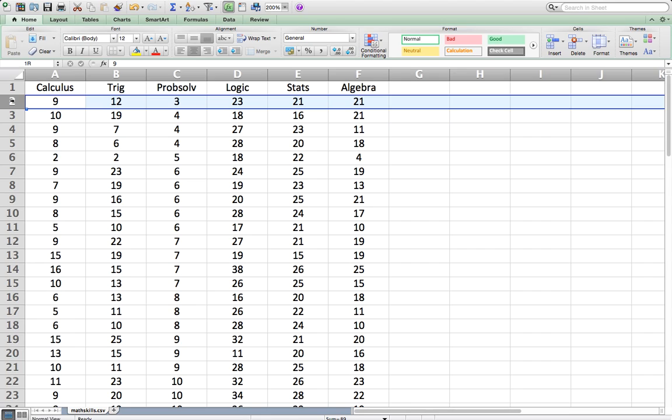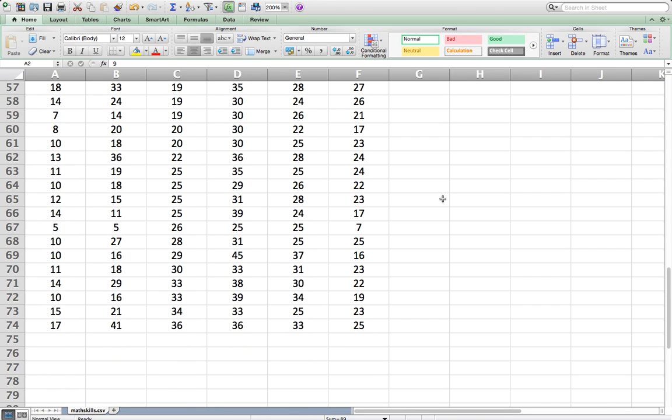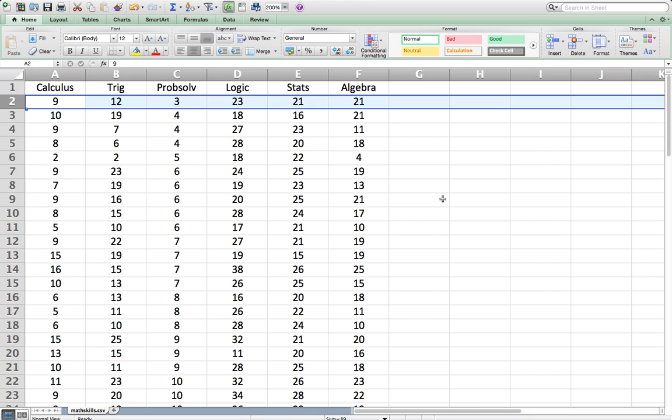The data set I have here is some placement information that I got my hands on, and at least my understanding of this is something that was collected from, I don't know, 73 high school students. They gave a kind of a placement test, or at least an achievement test, if you will, of 6 subject areas in mathematics: calculus, trig, problem solving, logic, statistics, and algebra. And they gave 50 questions in each. So they gave 50 questions in calculus, 50 in trig, and so on and so forth.